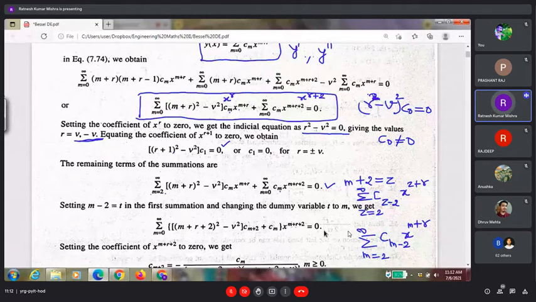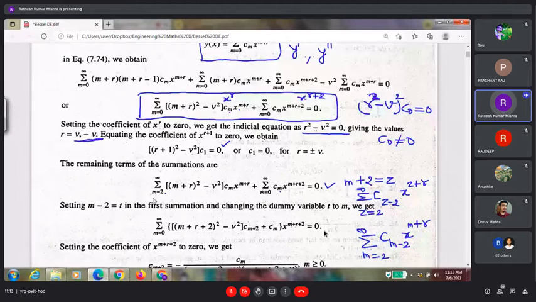So there are two choices. Either this one, or you can write it this way. This starts from m equal to 2, so this also starts from m equal to 2. Now write the recurrence relation, and this recurrence relation m starts from 2. Yes, second, this one starts from 0, so m minus 2 equal to t.